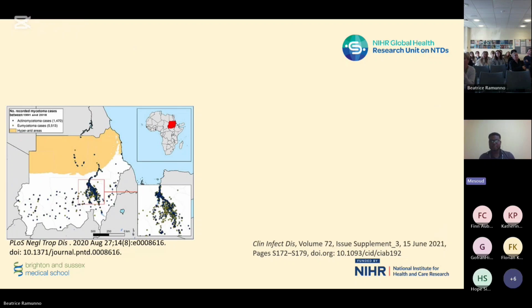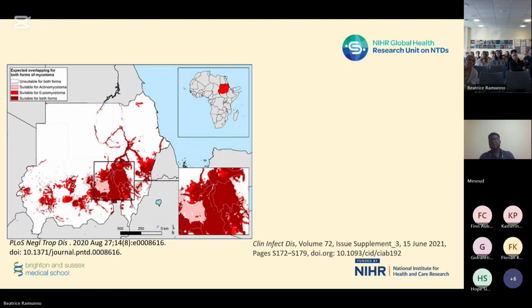This is also to make the model clearer. These are interactive maps of the distribution of mycetoma in Sudan, and they created a prediction model from the existing data. Next. Yeah, this is a distribution prediction model of mycetoma. Next.